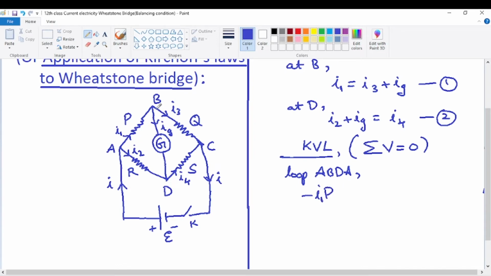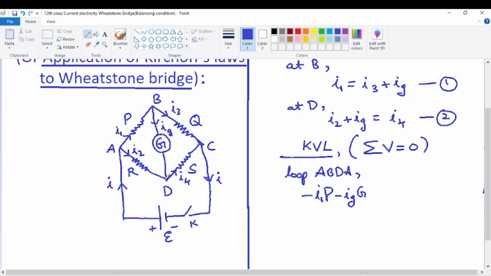So we started at A and reached B. Next, from B to D, again we go in the direction of current. In the direction of current, the potential difference is always negative. So minus Ig into G. See how easy the steps are. Once we apply Kirchhoff's voltage law or the current law, the equations are obtained very easily. So from B to D, the change in potential is minus IgG.